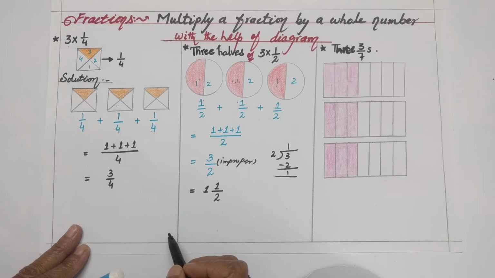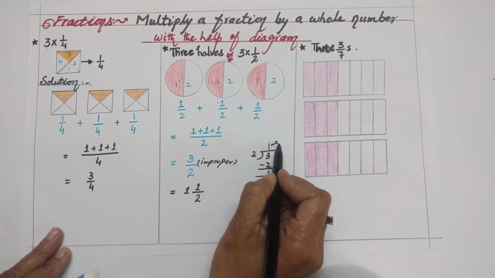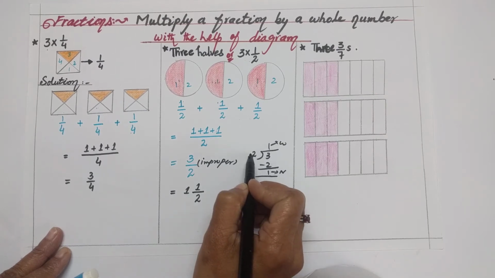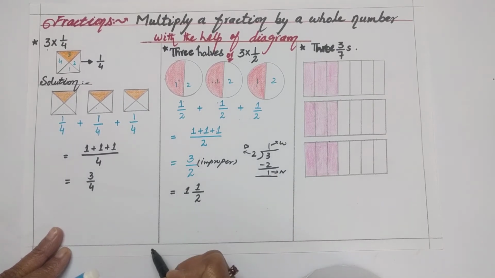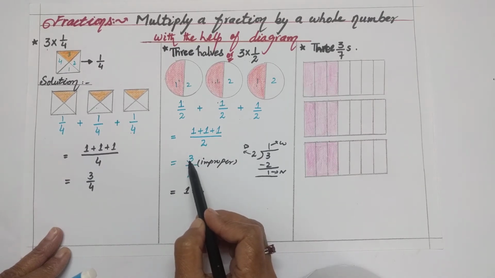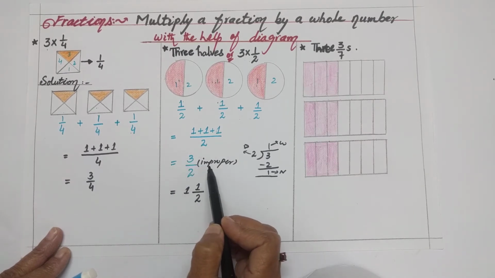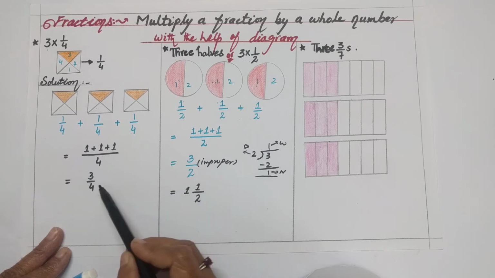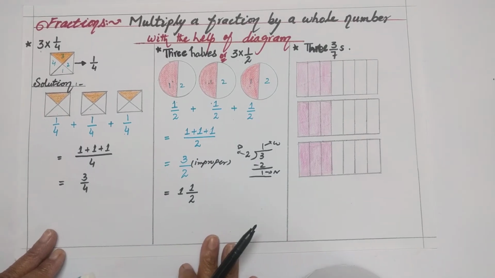Clear? This one is the whole, this one is the numerator, and this 2 is the denominator. So as our answer was in the form of an improper fraction, we have to convert this improper fraction into a mixed fraction. As in this first example we have the proper fraction, that's why no need to convert it into a mixed fraction. Come to the third one.